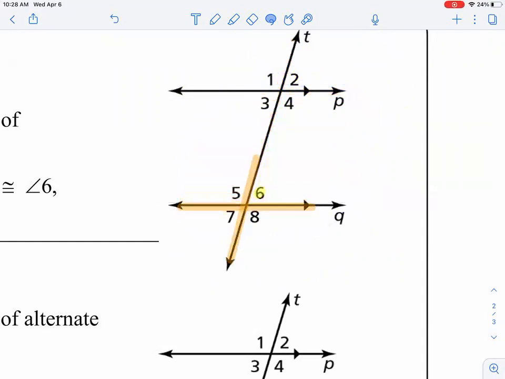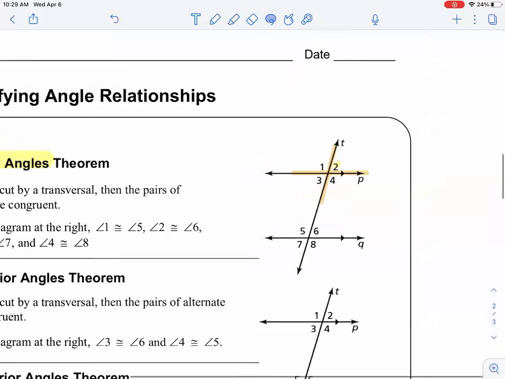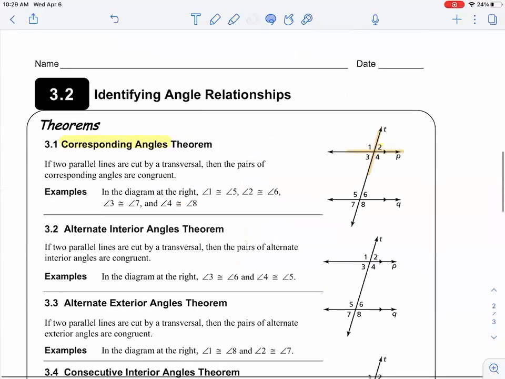Okay, angle 8, which is in the bottom right, angle 8 corresponds to angle 4. So if you could just visualize taking these 4 angles and sliding them up, which one would land on which. That's what corresponding angles means. It means that they would land on top of each other when we slide that up.